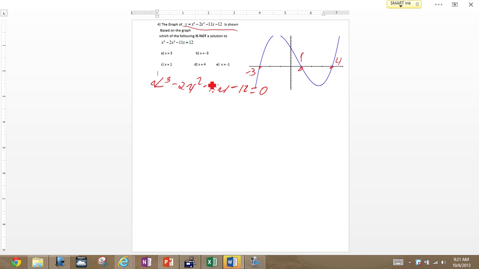So then you know where the intercepts are: negative 3, 1, and 4. And so you can obviously determine which it is not. It is not equal to negative 1. So that's not a bad problem at all. Let me get a little bit more mileage out of that problem.